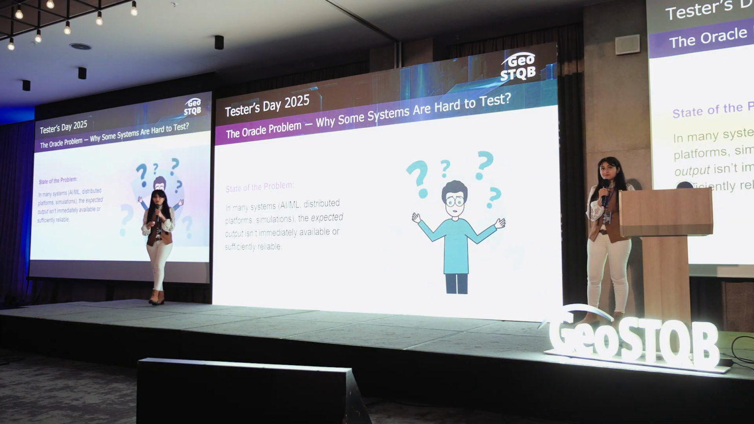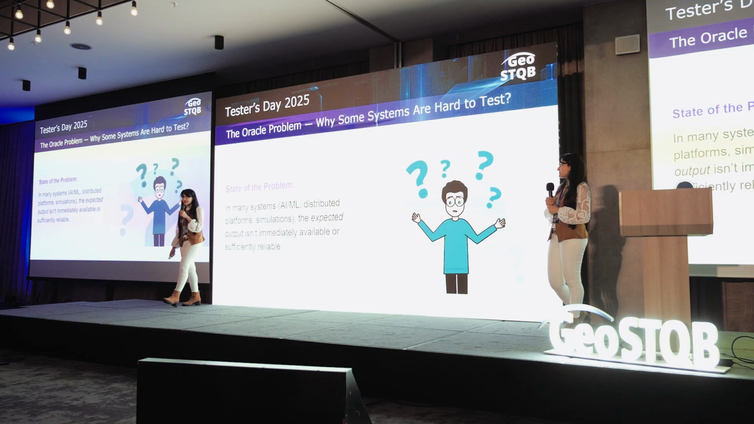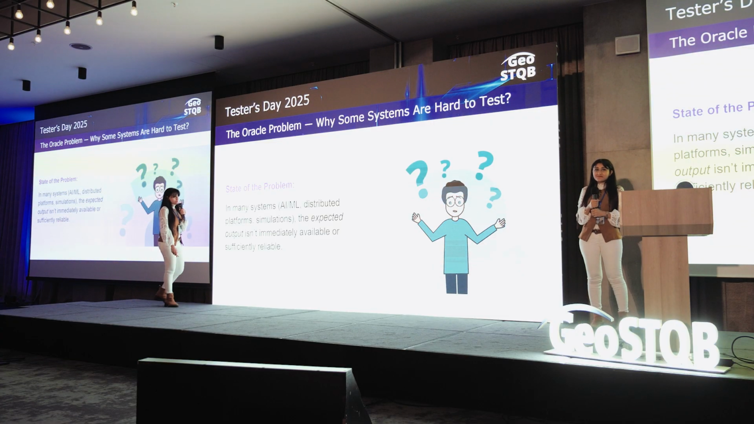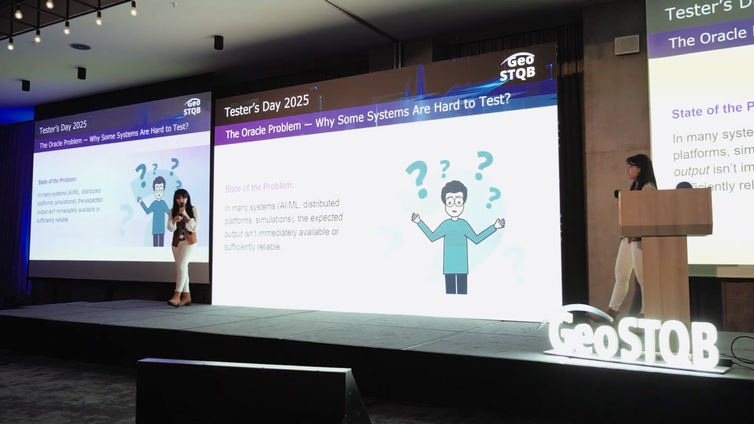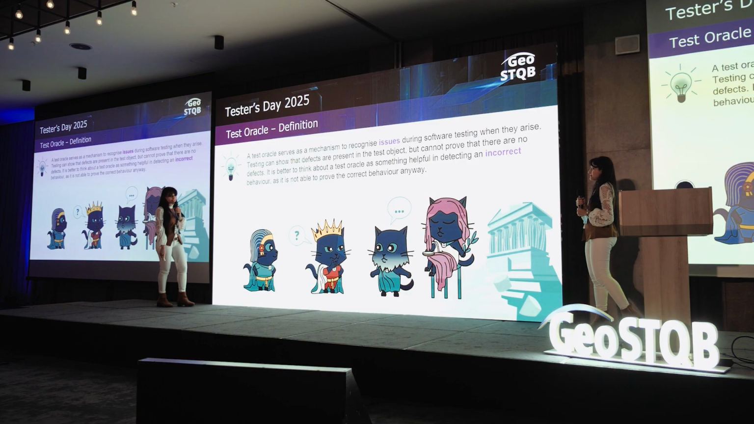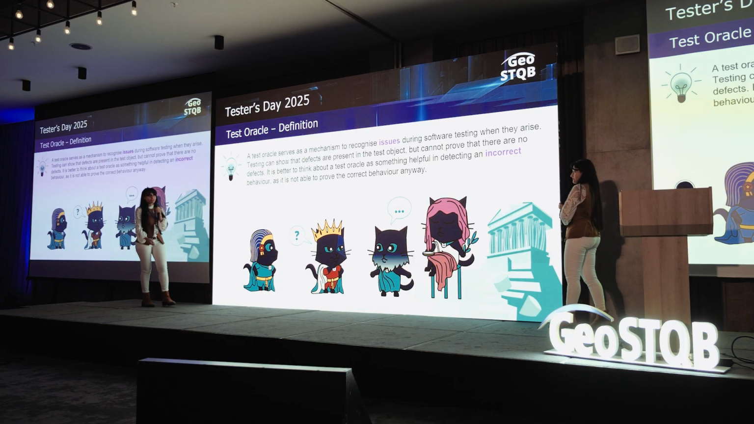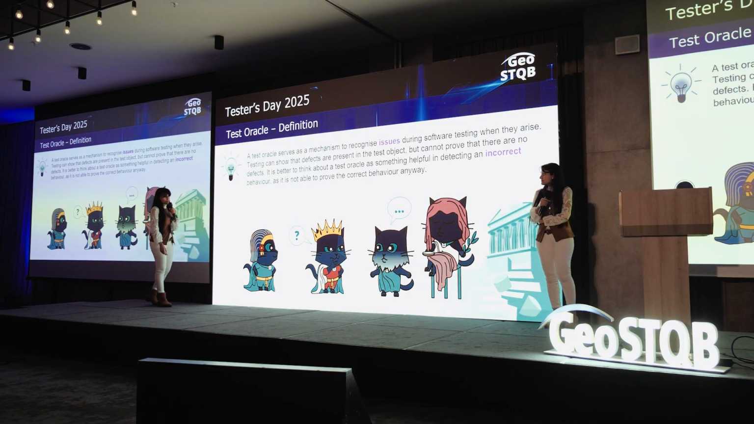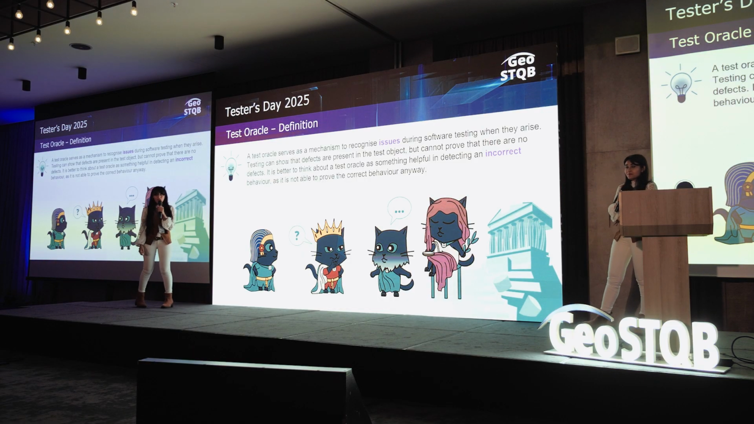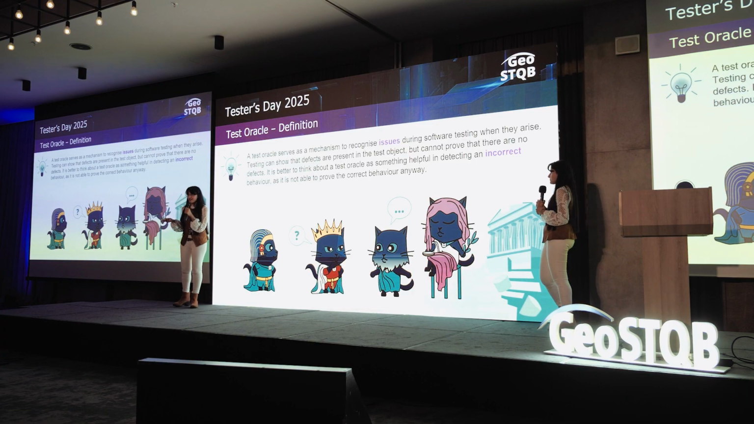So the main problem here is that there are systems that are really hard to test. For many of them, the expected output is not really reliable or available. This is the main point of the issue. And here we have the test oracle. It serves as a mechanism which can recognize issues during software testing. So we can say that it can help us detect incorrect behavior in the system, since it cannot actually detect correct behavior anyway.